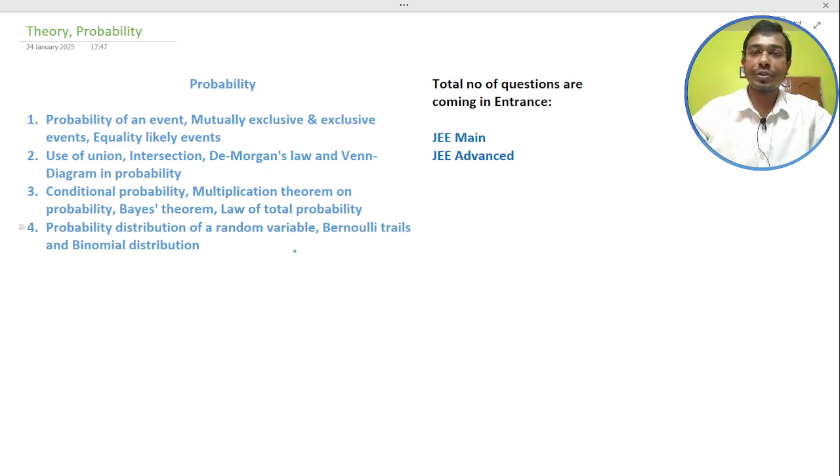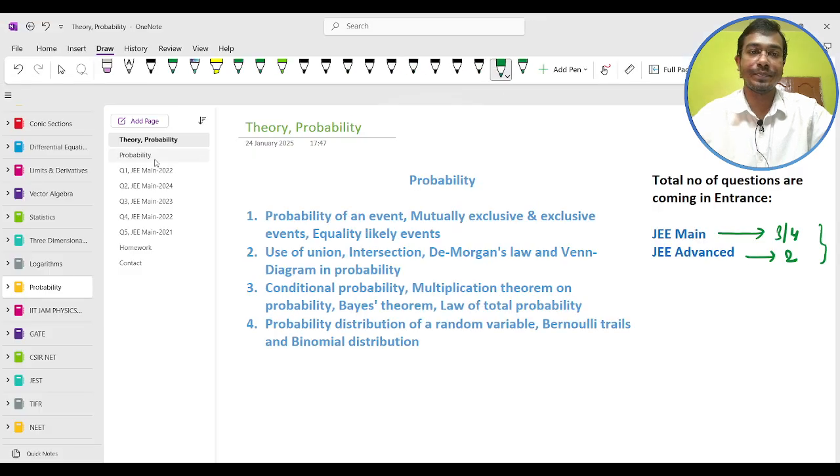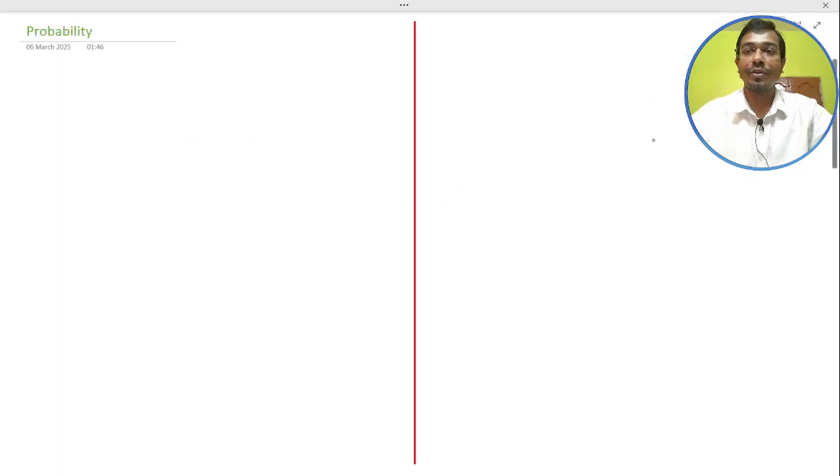The total number of questions coming in entrance exams like JEE Main is 3 or 4, and in JEE Advanced 2 questions from this chapter, probability. Very important and hot topic. Let's get started. First of all, we discuss the chapter summary in a nutshell and do the problem discussion session of the JEE Main and Advanced previous year questions.